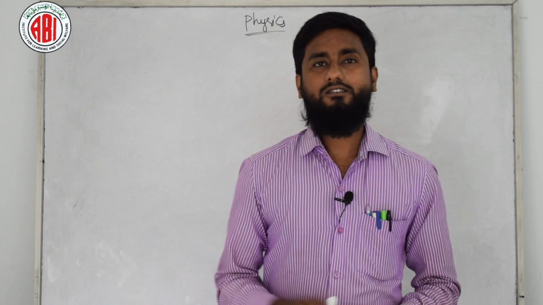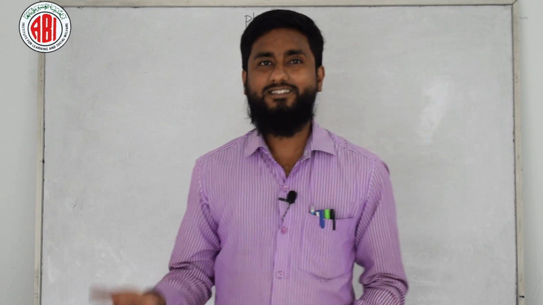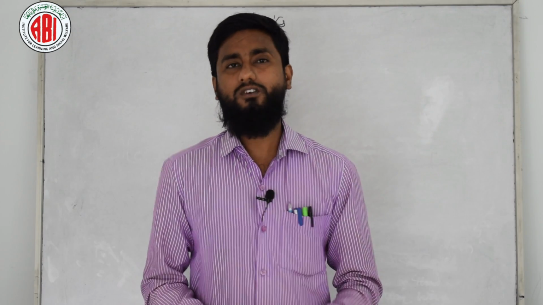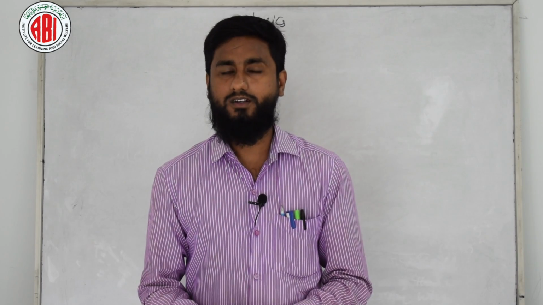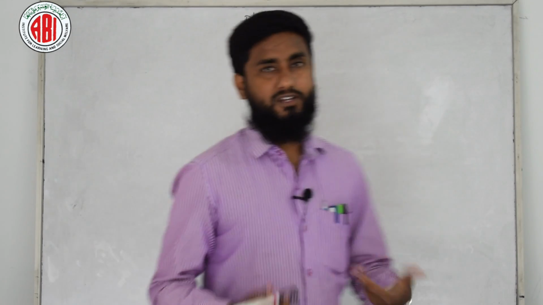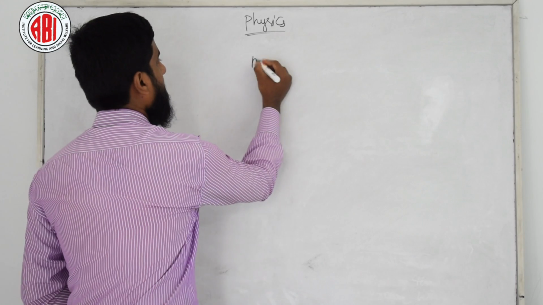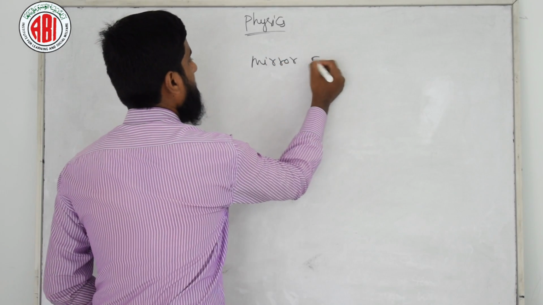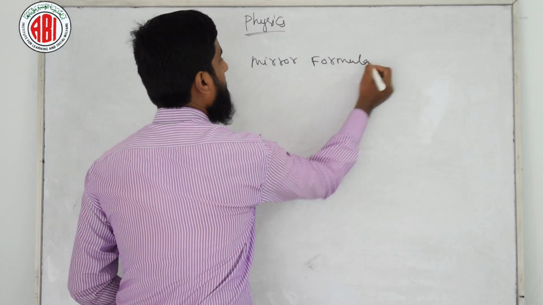Today we are going to learn our intermediate physics second year, second chapter. The chapter name, as you know, is ray optics and optical instruments. Now our today's topic is the mirror formula. First I am going to explain the mirror formula. What is the mirror formula? Students, you have already learned it in your 10th class also.